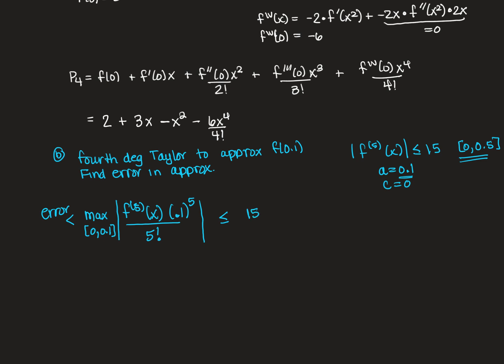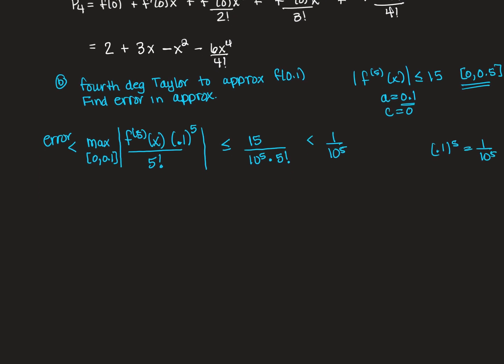So 15, and then 0.1 to the fifth is really 1 over 10 to the fifth. And then we had times 5 factorial. And they wanted us to show that this was less than 1 over 10 to the fifth, which I believe everybody can see because 15 over 5 factorial is definitely smaller than 1. Okay, so C.